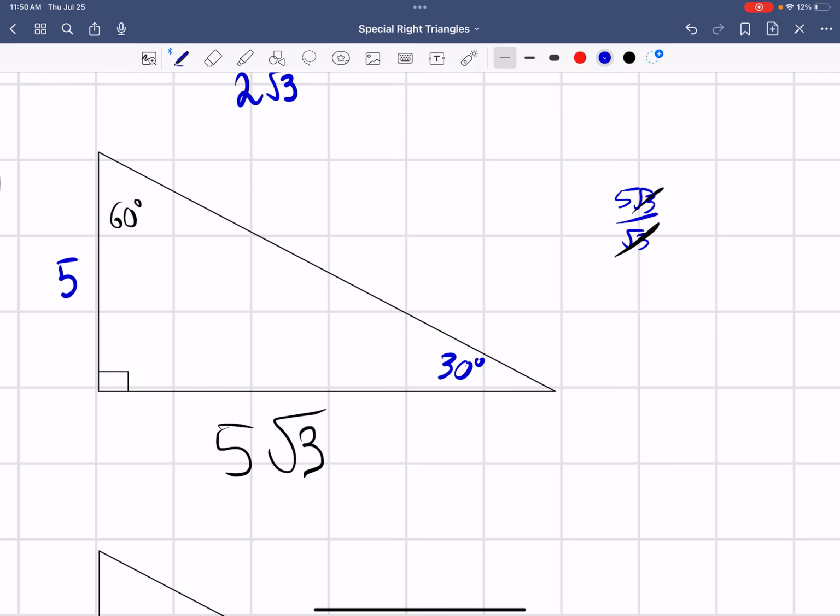Then to go from the short leg to the hypotenuse, you'll remember we just double. So the hypotenuse is 10. Done.